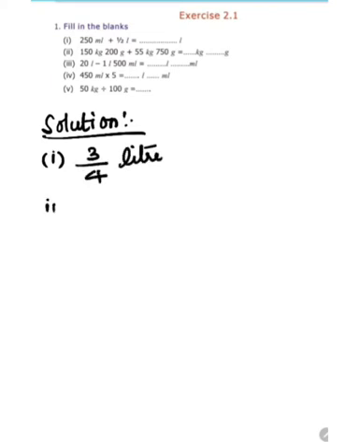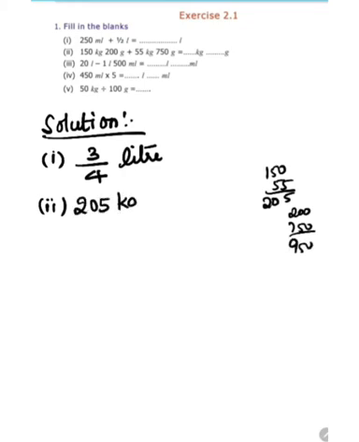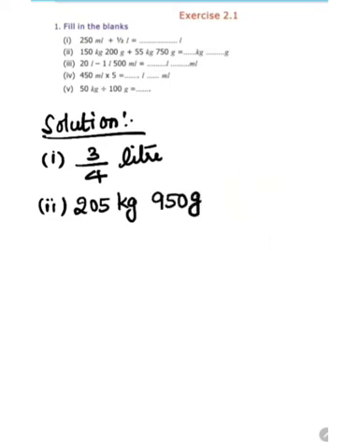Okay, so the second question is 150 kilogram 200 gram plus 55 kilogram 750 gram is equal to dash. You just add this, that's all. This is 150 and 55, so 205, then 200 plus 750 is 950. So 205 kilogram 950 gram. So this is the answer of the second question.